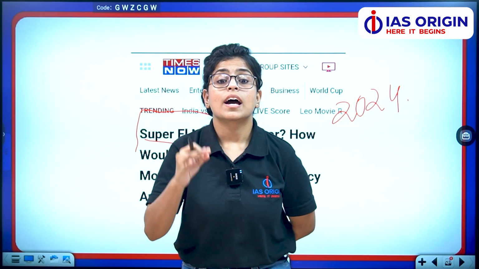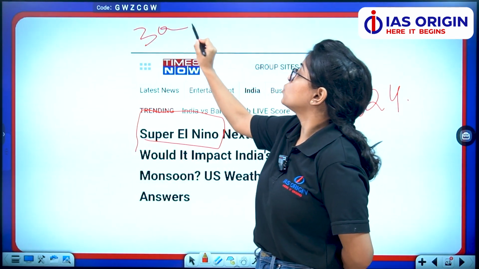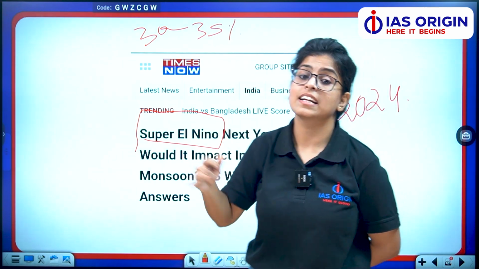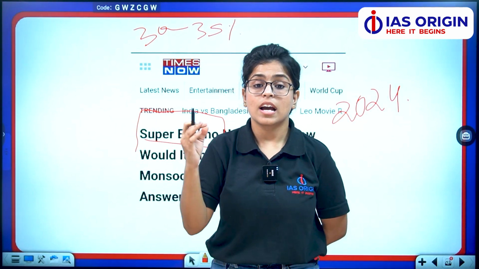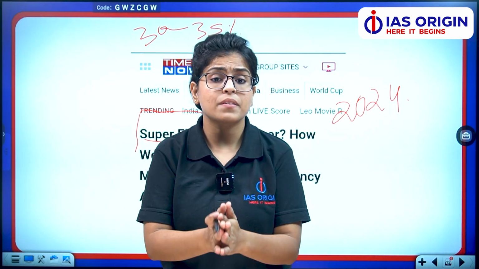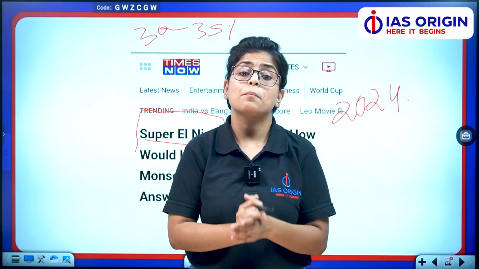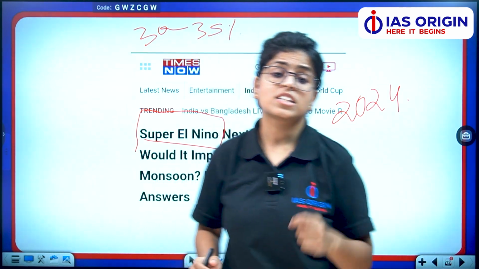Super El Nino is El Nino at a maximum impact, that is 30 to 35% greater intensity. El Nino के साथ 30 to 35% greater intensity का होना is termed as Super El Nino. So next year we will be experiencing that phenomenon. So today in this video we will be discussing what are the impacts of El Nino and how it occurs.